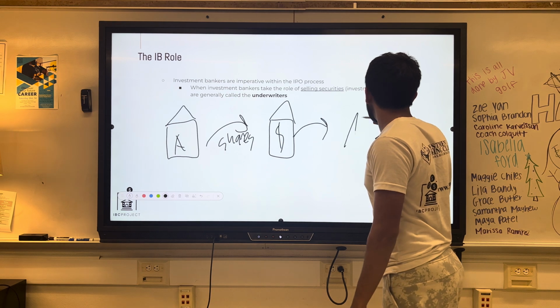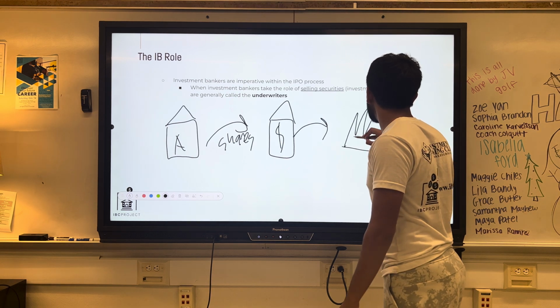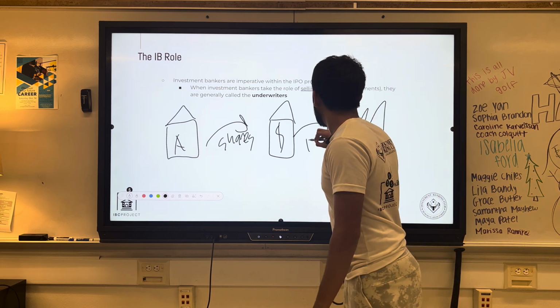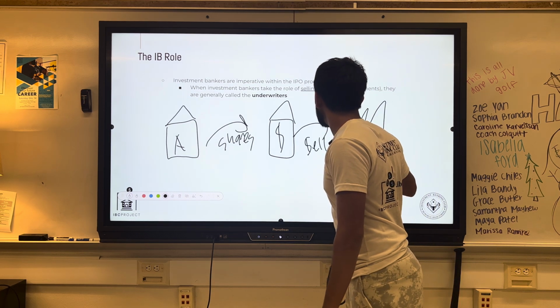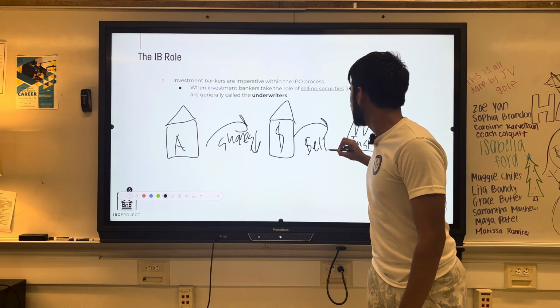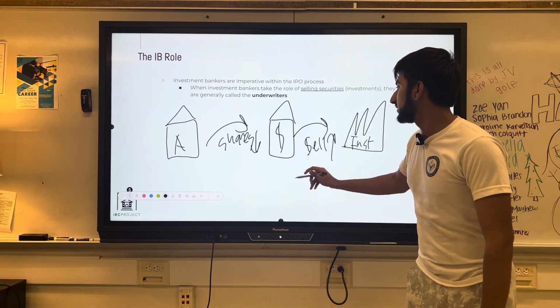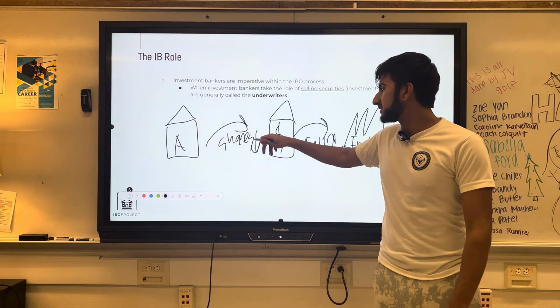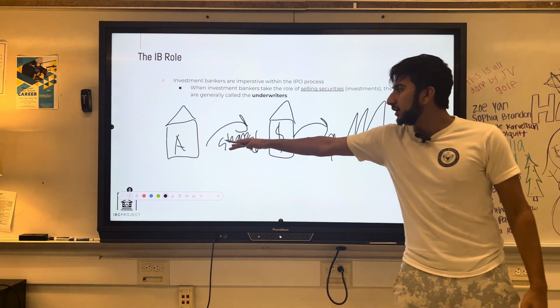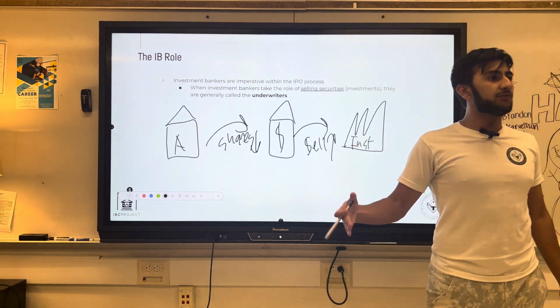So I'm just going to draw this, pretend that's a hedge fund, or I'm just going to put institution. And then it sells those shares. So notice that what it's doing right now is buying the shares for a lower price and selling them for a higher price. And we call that the underwriting spread, right? Buy low, sell high. So what it's already done for this company A right here is alleviate their financial need.